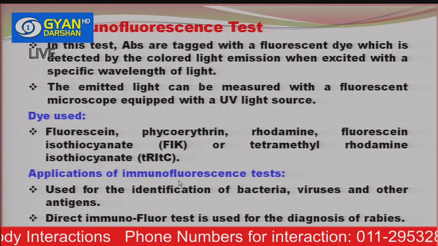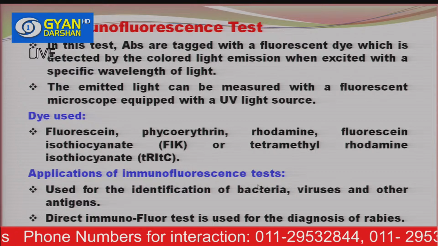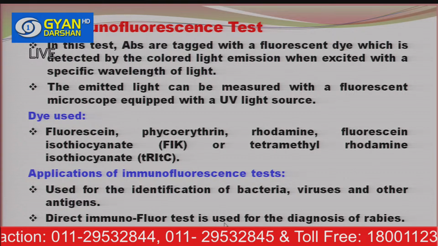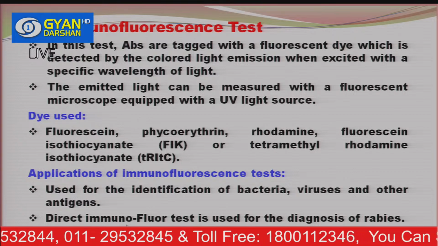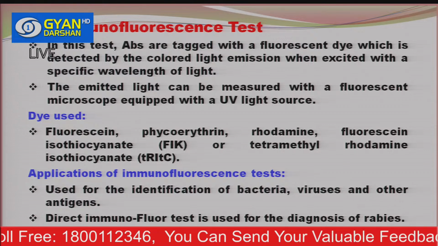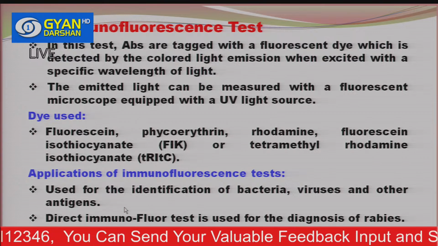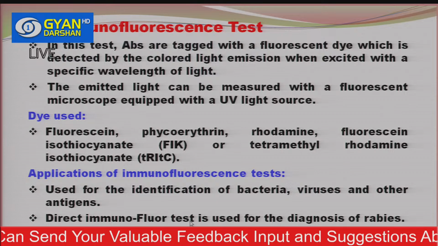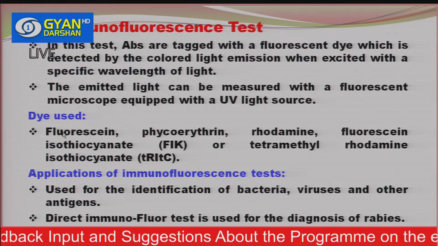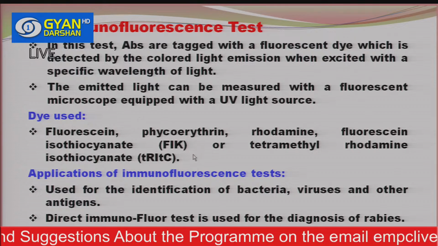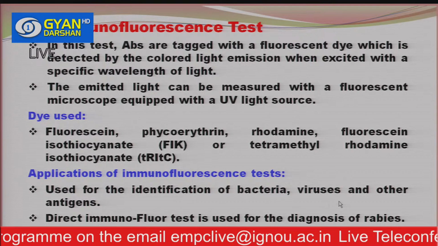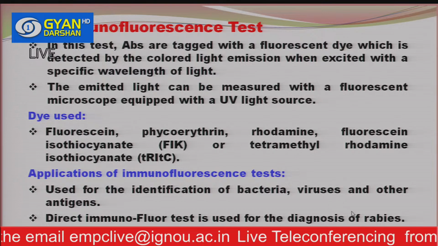We can see it. The immunofluorescence test is used for identification of bacteria, viruses, and other antigens, and for diagnosis of rabies. These are very important tests. So ultimately, we can diagnose the rabies virus. Here are the tagged antibodies for the immunofluorescence test. In this case, the tagged antibodies are the fluorescent antibodies, with particular dyes we can utilize. We can use this for the diagnosis of rabies in particular animals.